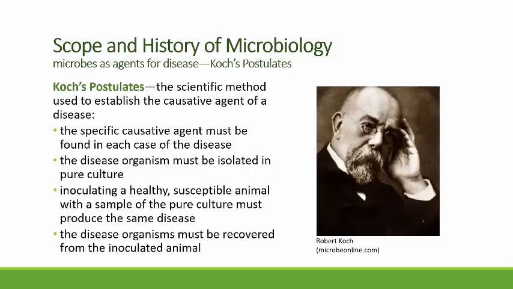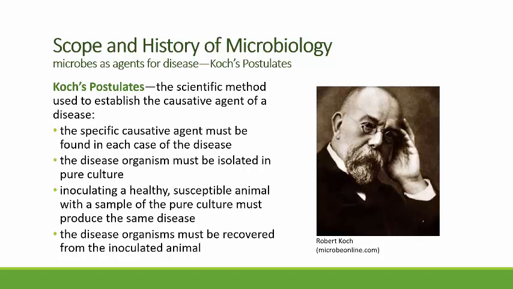So here are Koch's postulates, and another view of Koch too. He looks just so darn thoughtful. Koch's postulates are the scientific method that's used to establish what is causing a disease. And so the first postulate is that for every disease, there is a specific causative agent. And in order to understand the disease, we have to find that causative agent.